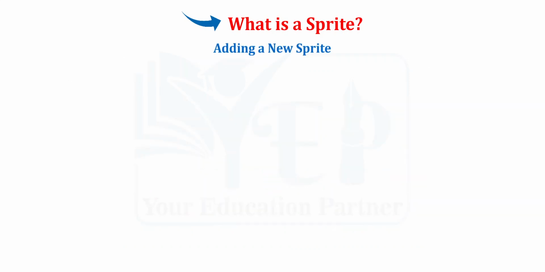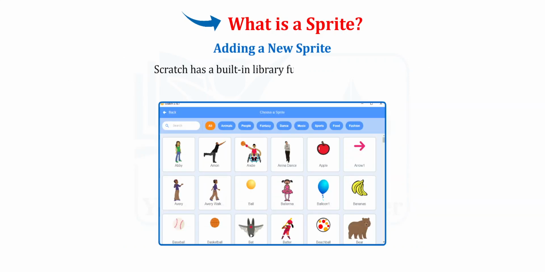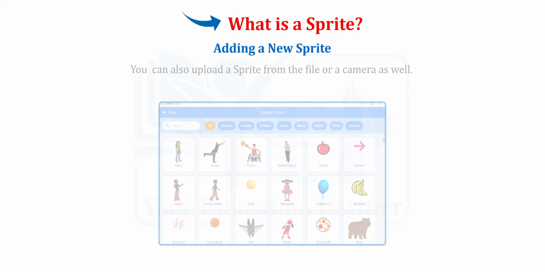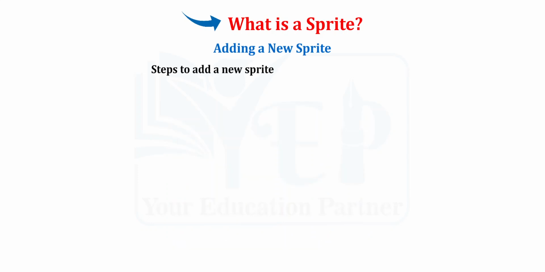Adding a new sprite. Scratch has a built-in library full of different sprites. You can choose the sprite from the library or draw your own sprite. You can even upload a sprite from a file or a camera as well. Steps to add a new sprite from the sprite library.